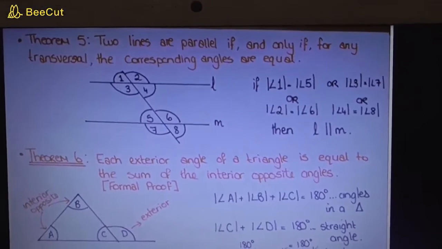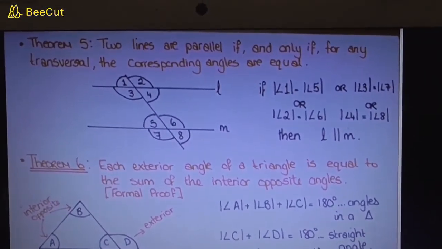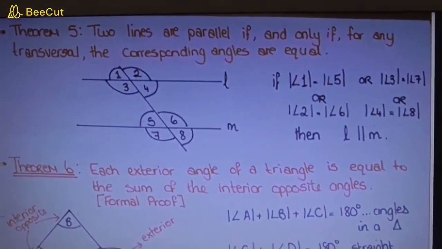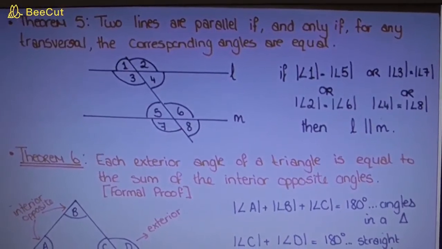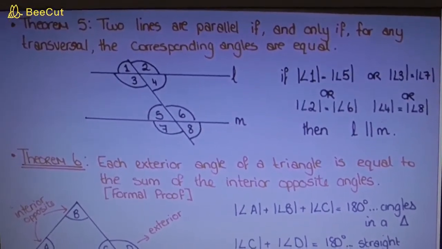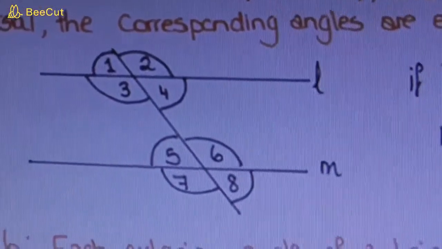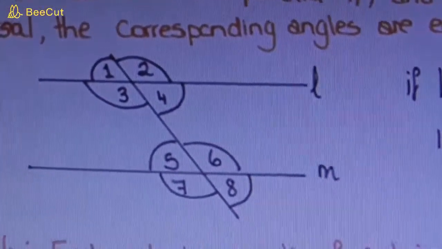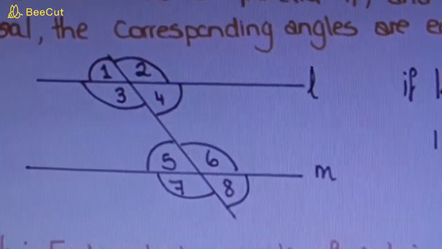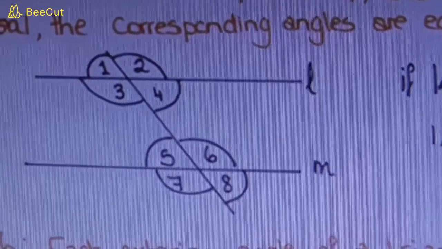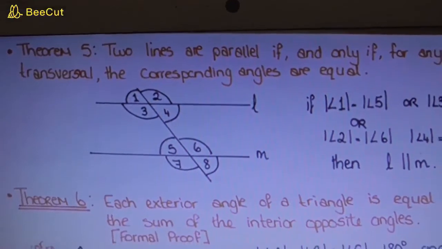Theorem 5. Two lines are parallel if and only if, for any transversal, the corresponding angles are equal. So remember what corresponding looks like. Corresponding is if you were to cut out the angle and, without rotating or flipping it, you could place it directly down on top of another angle. So if you look at this diagram, angle 1 corresponds with angle 5. Angle 2 corresponds with angle 6. 3 corresponds with 7. And 4 corresponds with 8. Again, this is not a formal proof.